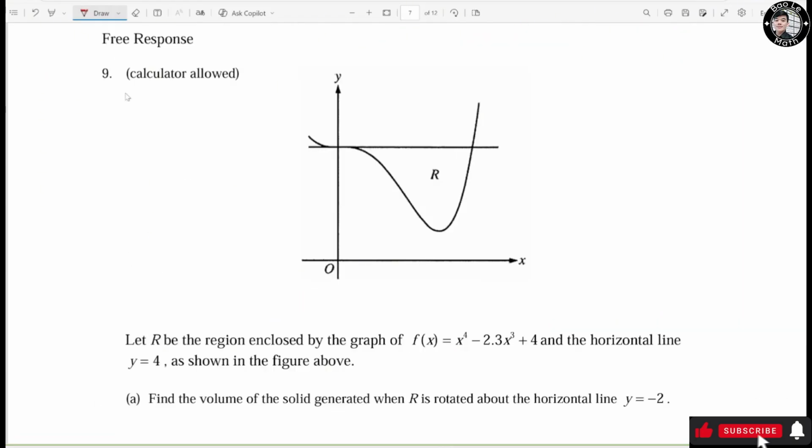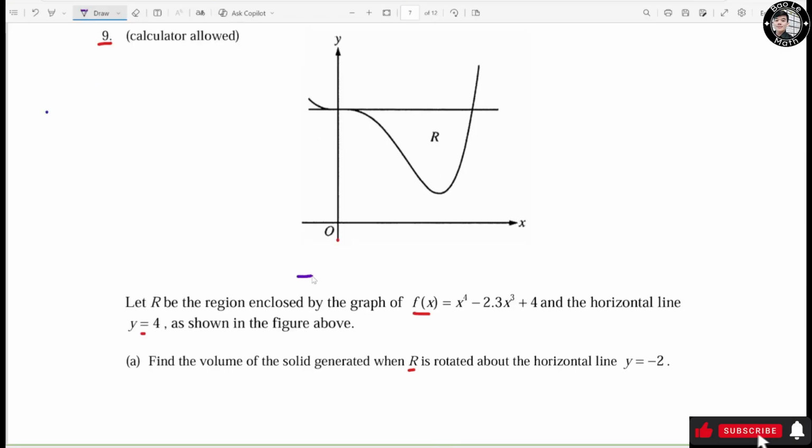Now let's move on to question 9. Let R be the region enclosed by the graph of f of s equals s to the 4 minus 2.3 s cubed plus 4 and the horizontal line y equals 4, as shown in the figure above. Question A. Find the volume of the solid generated when R is rotated about the horizontal line y equals negative 2. Now y equals negative 2 is going to be right here.